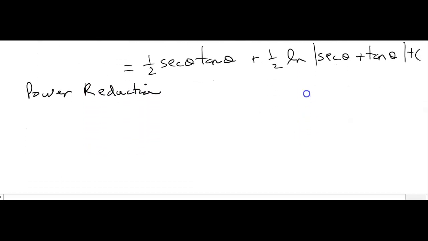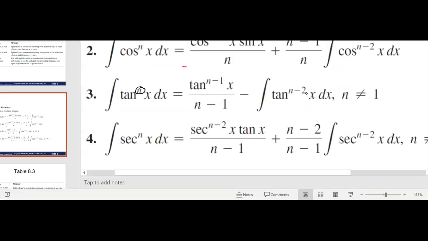I would need to use the power reduction formula for secant, which means I would need to memorize it. Let's go through it. Reduce the secant by 2, multiply by tan, and then take 1 away. Whew. All right, what does that mean?